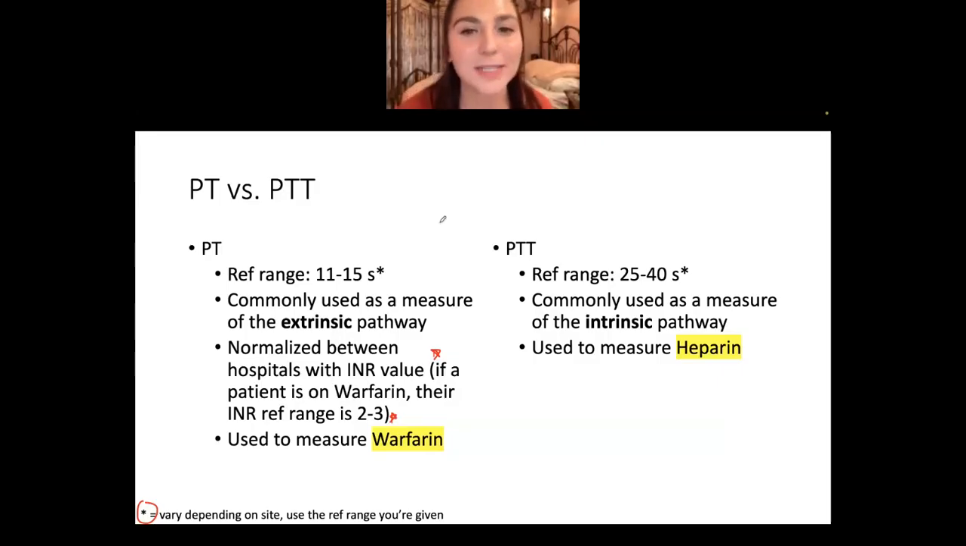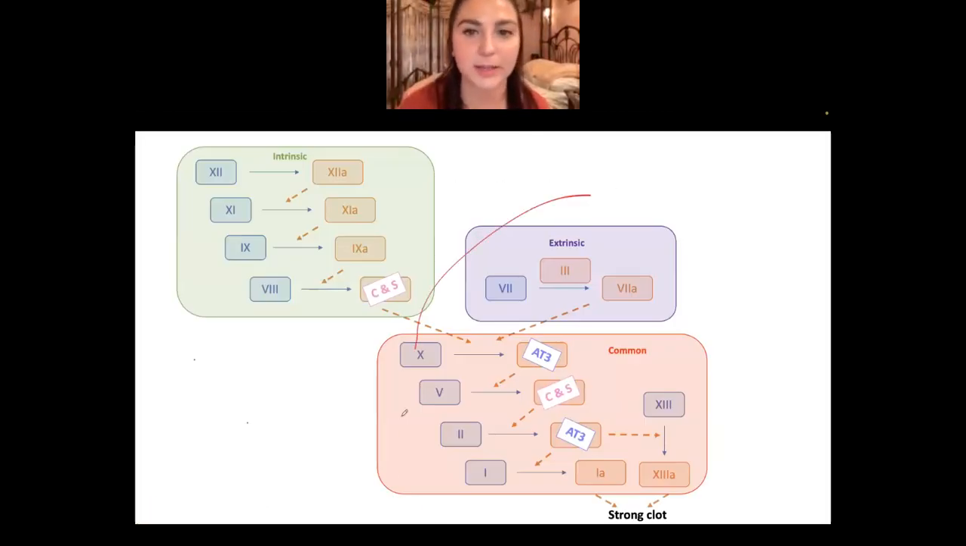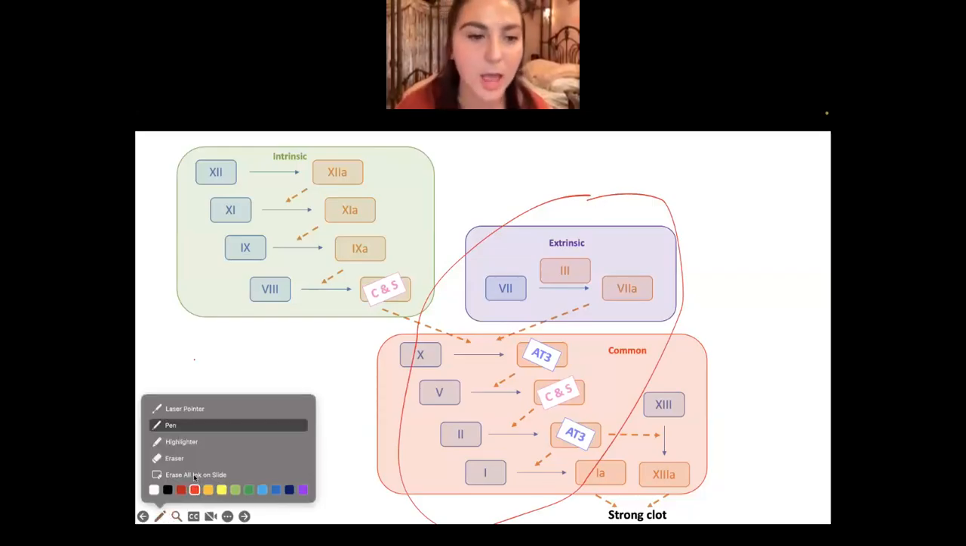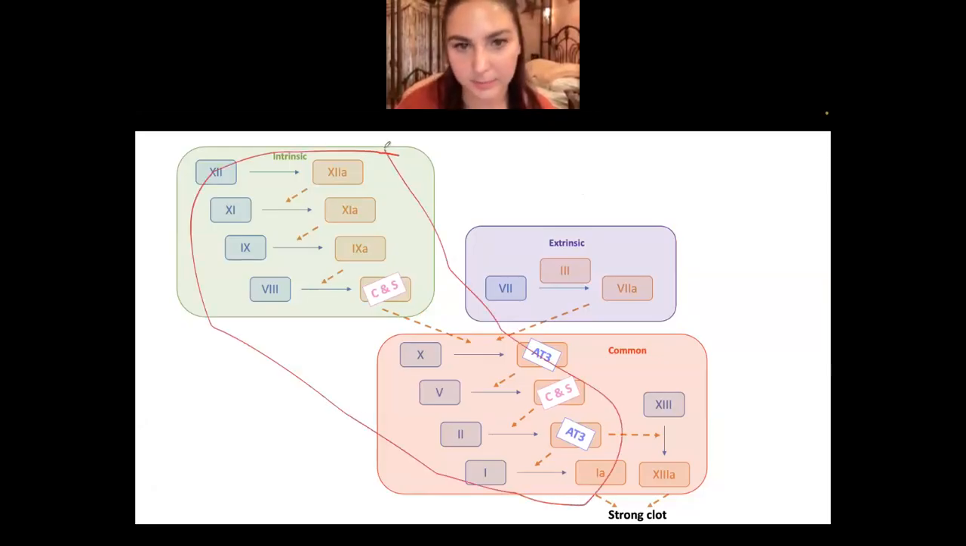Because again, what the PT and the PTT are is time to clot. Like these are time to clot. So the PT is measuring, if we start with the extrinsic pathway, how long is it taking to clot, to get that fibrin clot at the end? So if you think about it like this, this is what a PT is measuring: the extrinsic pathway all the way down to my time to clot. The PTT is measuring this way, the intrinsic pathway and the common pathway like this.